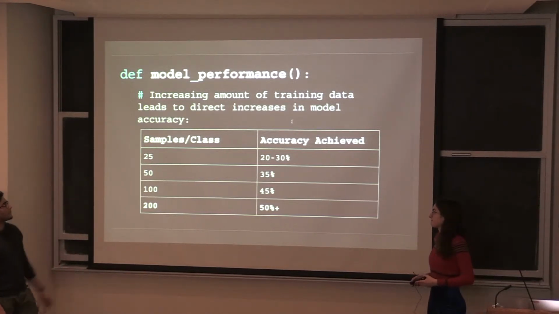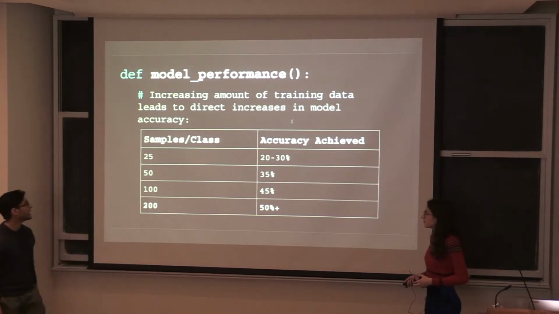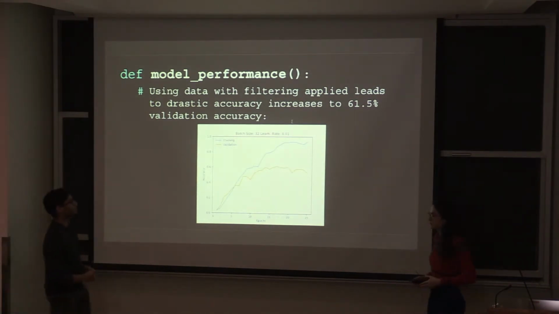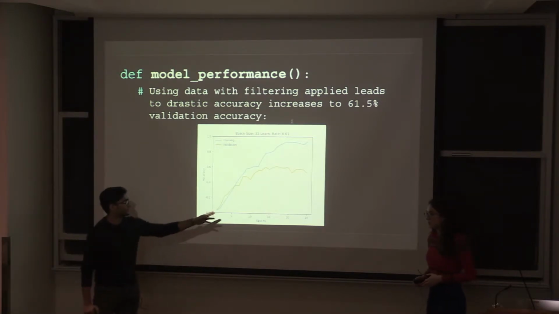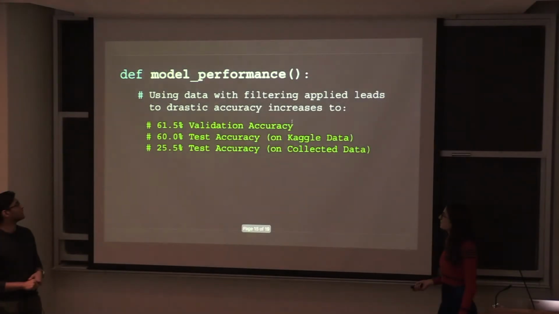We note that just by increasing the number of samples, we can increase our accuracy by a significant amount, about doubling it, because our model is learning from more sample variation, and that's helping it generalize as well. Then when we apply image filtering, we see that our model improves drastically. We're getting about 61.5% validation accuracy, and that's after 15 to 20 epochs. That's the model that we're going to be looking at the test set for.